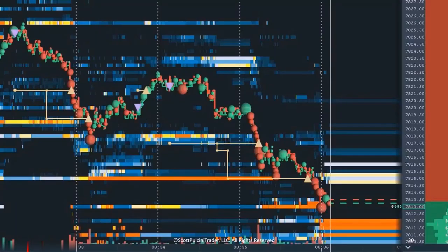So, okay, let's see some examples here. Here we got a short entry around the 25. Price was coming up, taking a short. There was some liquidity here at 25.50.